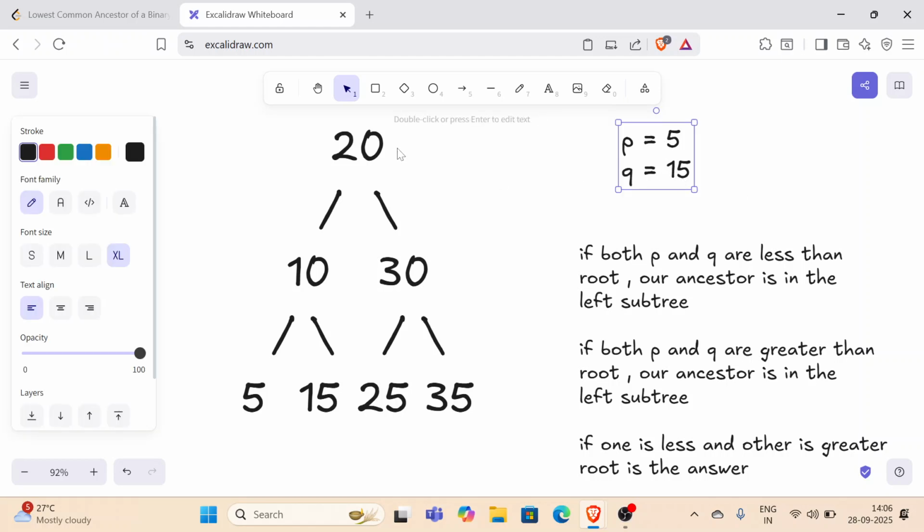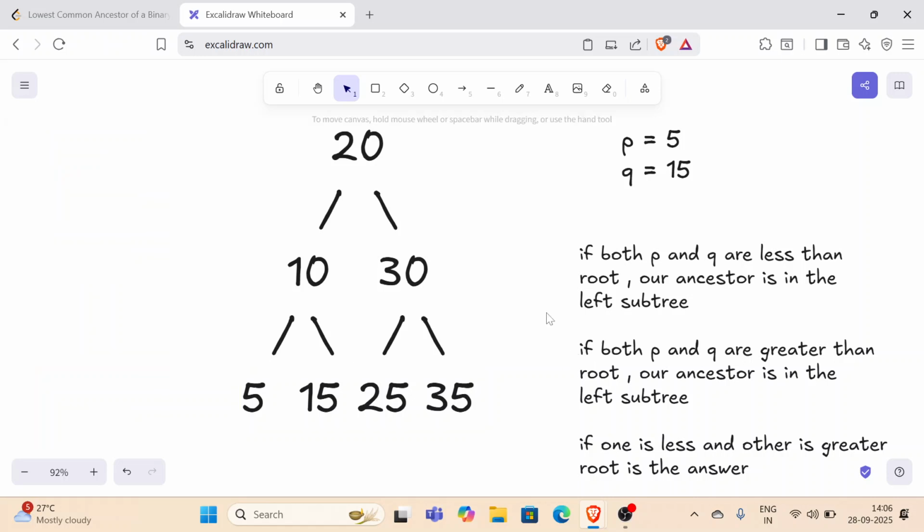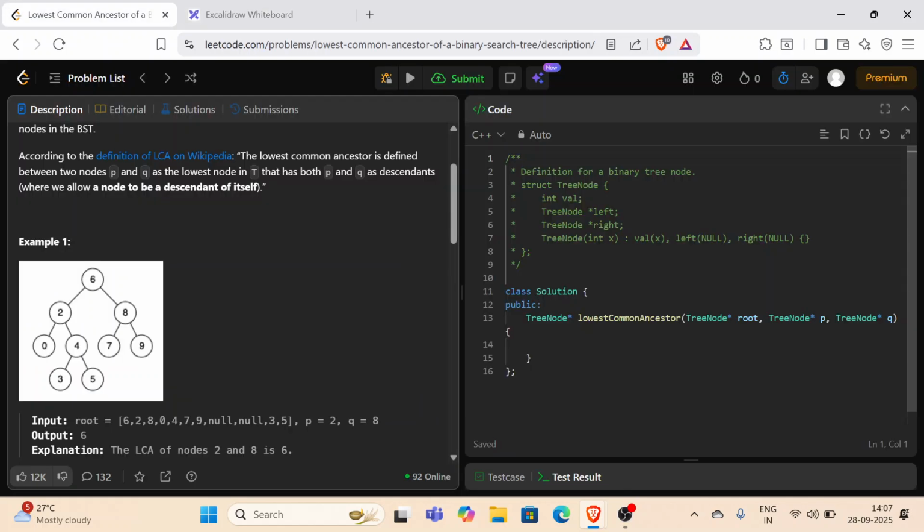Both 5 and 15 are lesser than the root, so we search in the left subtree. Now we come to 10. 10 is our root. We see that 5 is less than 10, but 15 is greater than 10. So our root is the answer. 10 will be our answer. What if we take 5 and 35? 5 is less than 20, whereas 35 is greater than 20. So the root is our lowest common ancestor, which is a very simple approach.